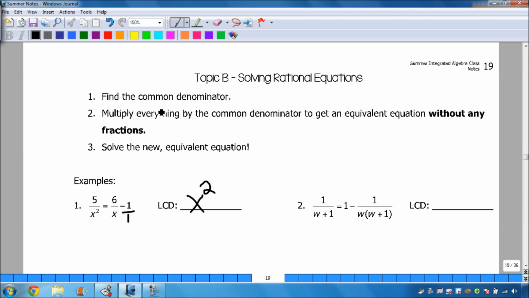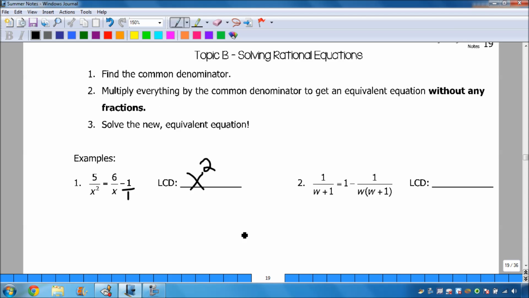Now, step number 2 is to multiply everything by the common denominator to get an equivalent equation without any fractions. The whole point is to make this equation have no more fractions in it at all, okay? So I'm going to multiply every single term by x squared, which was my common denominator, okay? Times x squared, times x squared.